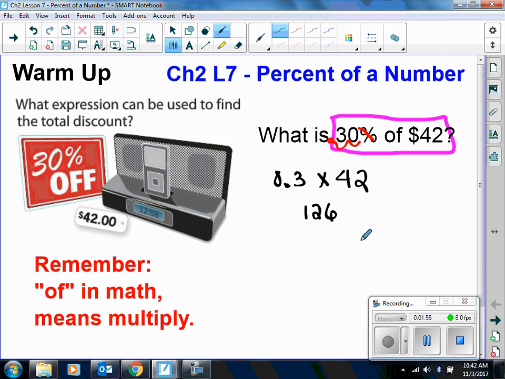Now, how many numbers go behind the decimal? 1 goes behind the decimal. So that's going to be a decimal right here. So how much money is 12.6? $12.60. Be careful with that.